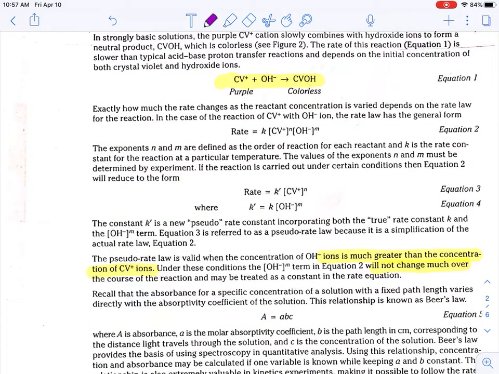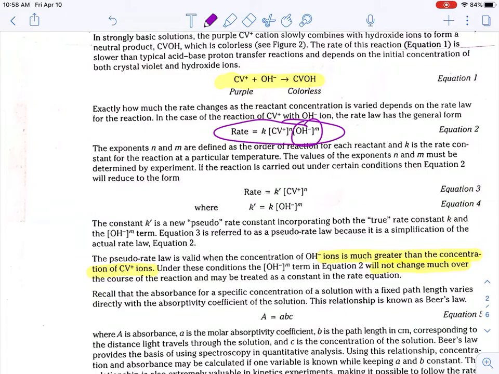So based upon this reaction, the rate should be dependent upon the concentration of the crystal violet and the concentration of the hydroxide ions. So we're going to do something clever. We basically are going to make the concentration of the hydroxide ions so big that over this short amount of time, it's going to remain constant. Technically, it's going to drop a little bit.